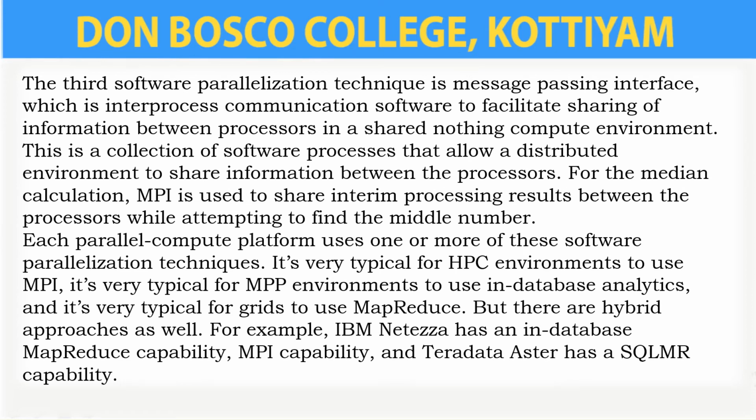The third technique that supports parallel processing is the MPI, that is Message Passing Interface. It is a complex system. It is an inter-process communication software to facilitate sharing of information between the processes. And it is a collection of software processes that allow a distributed environment to share information between the processes. For example, to find the median, we have to find the middle number. So MPI is used to share the information.